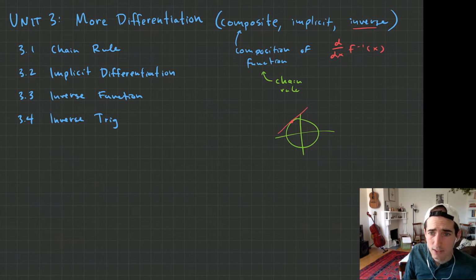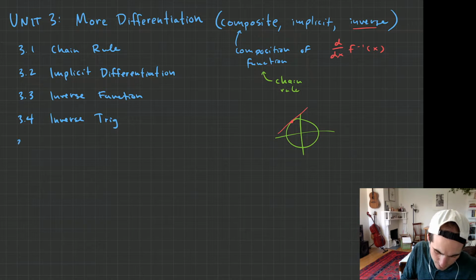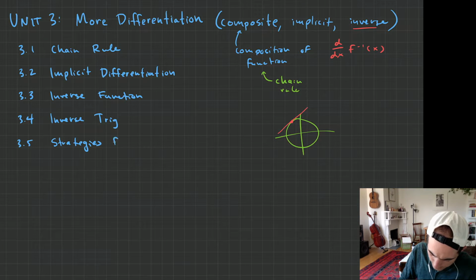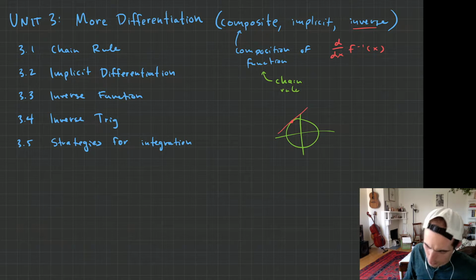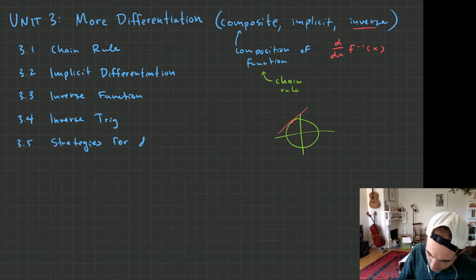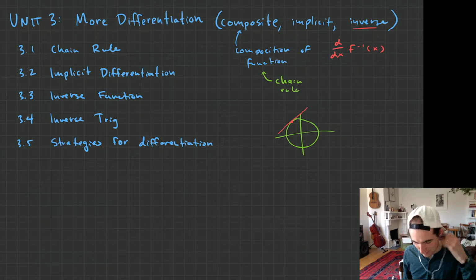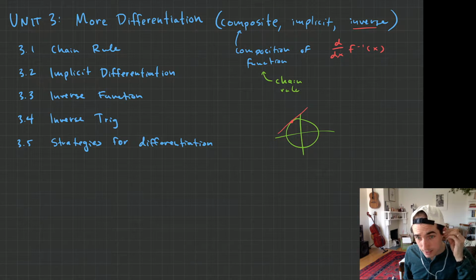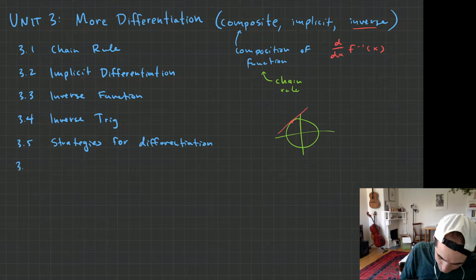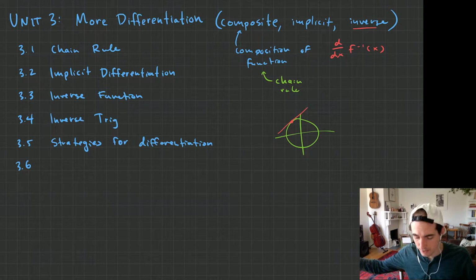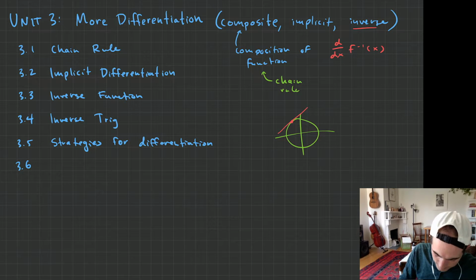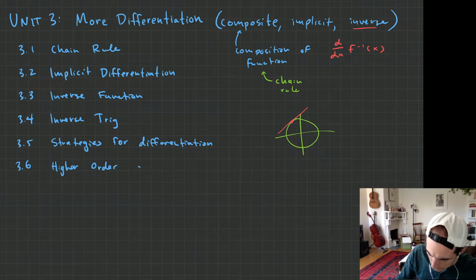Okay, 3.5, what's that? This is kind of just strategy. 3.5 is strategies for differentiation. Yeah, we're not there yet with integration. And then 3.6 is higher order derivatives. So like taking the derivative of a function several times, like f triple prime of x, that kind of thing. What do they call it? Higher order derivatives.